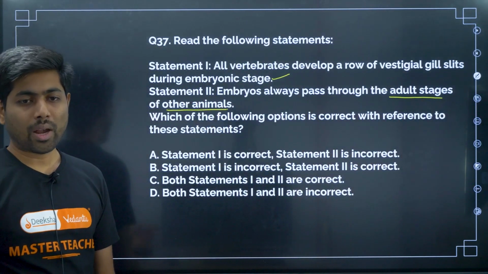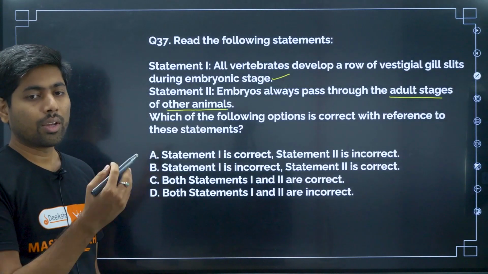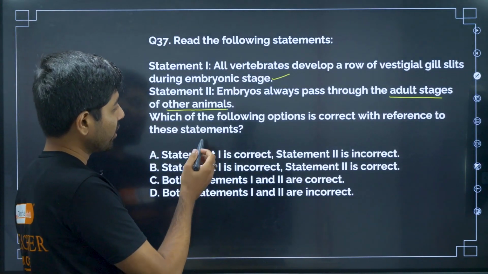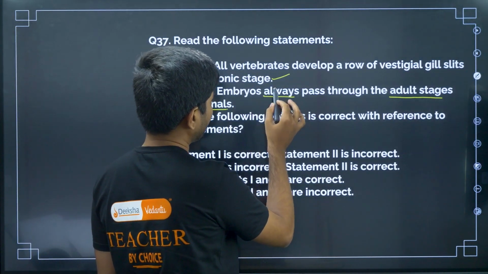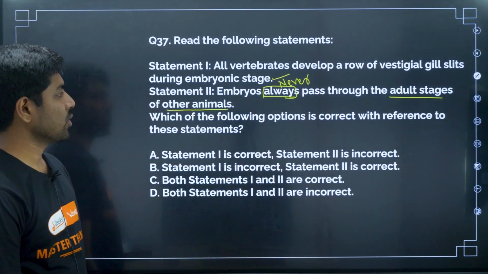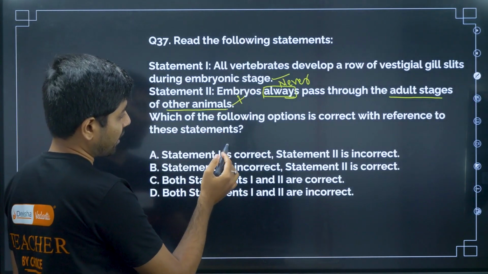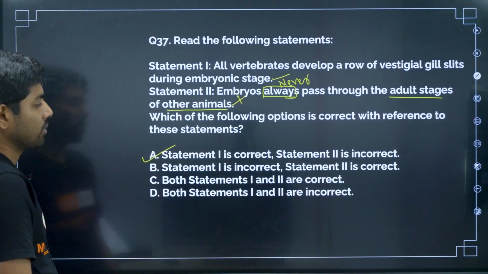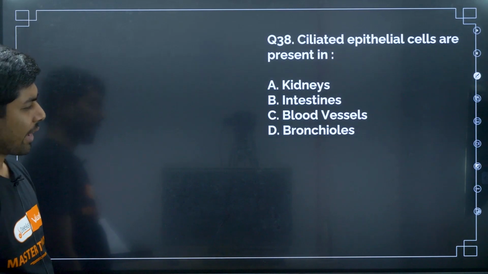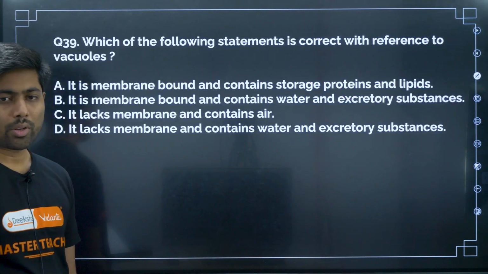If an embryo passes through the adult stage of another animal, for example, let's say an embryo of a rat is passing through the adult stage of a human, it will become a human, right? It's not a rat anymore. Therefore it is wrong. NCERT says embryos never pass through the adult stage of other animals. Therefore this is a wrong statement. Now option A, statement 1 is correct, statement 2 is incorrect, right? Clear? Very simple. Ciliated epithelial cells, where are they found? It's a direct question. Ciliated epithelial cells are found in the bronchioles, right?